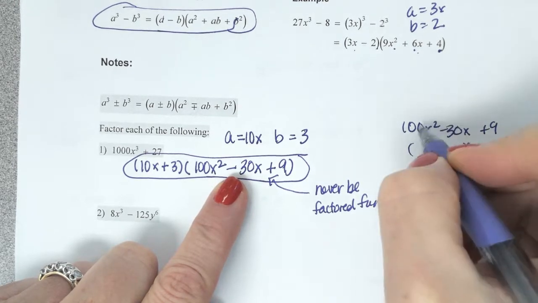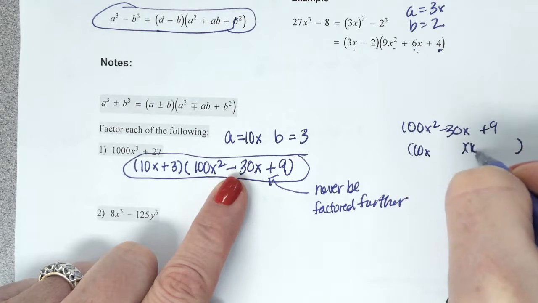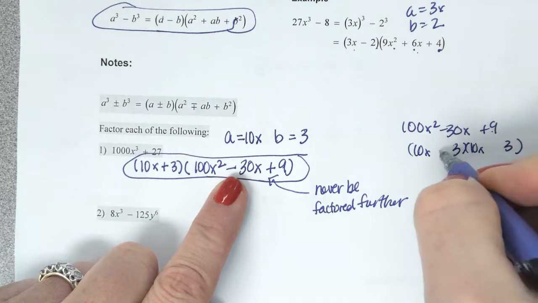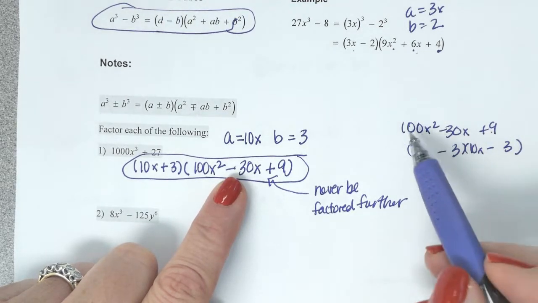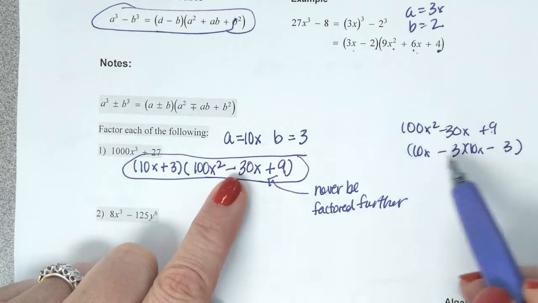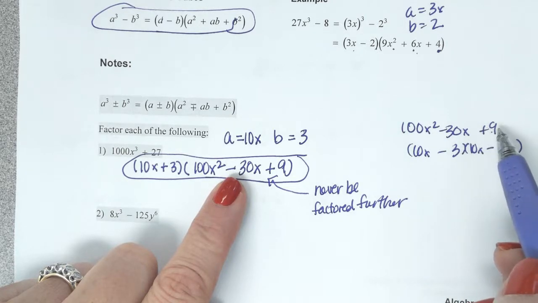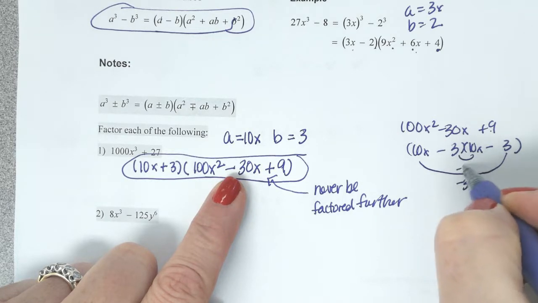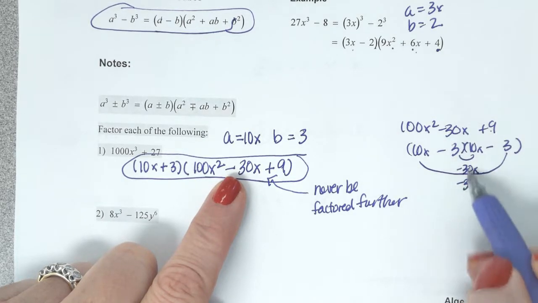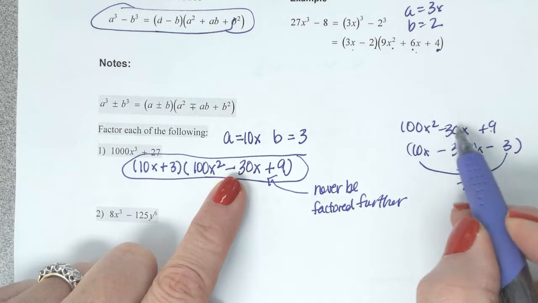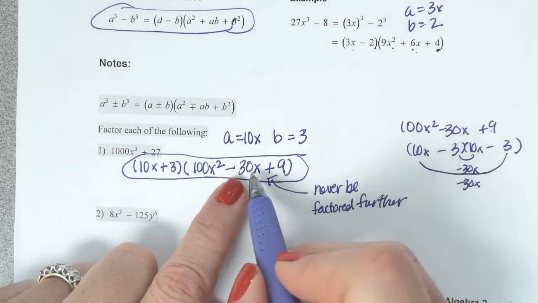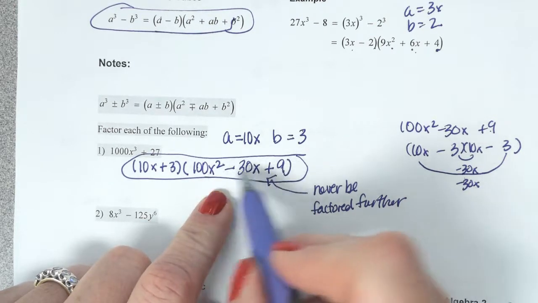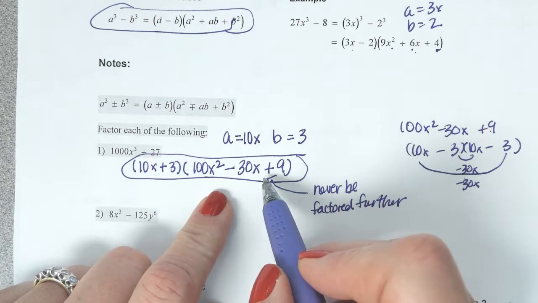If you try to factor this further, it'd be 10x and 10x, 3 and 3. And you think, well, if I just put minuses here, that works, doesn't it? Well, 10x times 10x is 100x squared. Negative 3 times negative 3 is positive 9. But look at the outers. This is negative 30x, and this is negative 30x. That's going to give us negative 60x, isn't it? Not negative 30x. So that's why this can never be factored. It will always just be what we call a prime factor that can't go down any further.